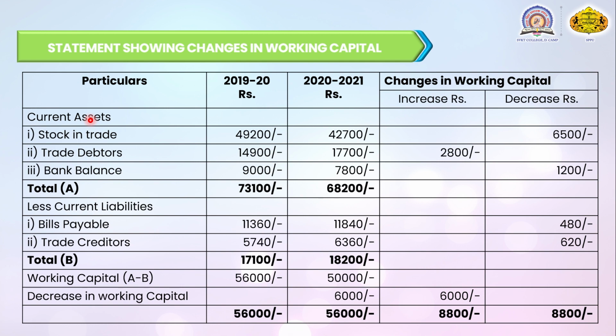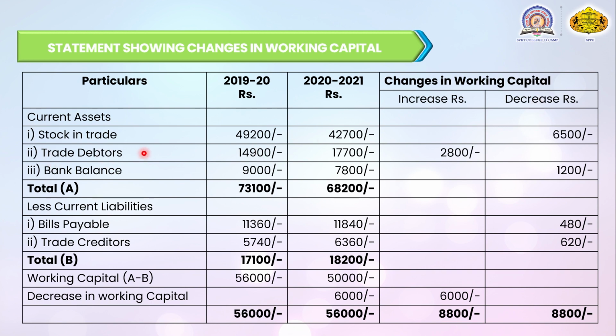Under this point we are going to calculate the stock in trade. In 2019-20 the stock in trade is 49,200 and in 2021 42,700. The difference of both balances is 6,500. The effect of 49,200 minus 42,700 is that the amount is decreased by 6,500, and we mention it in the decrease column.